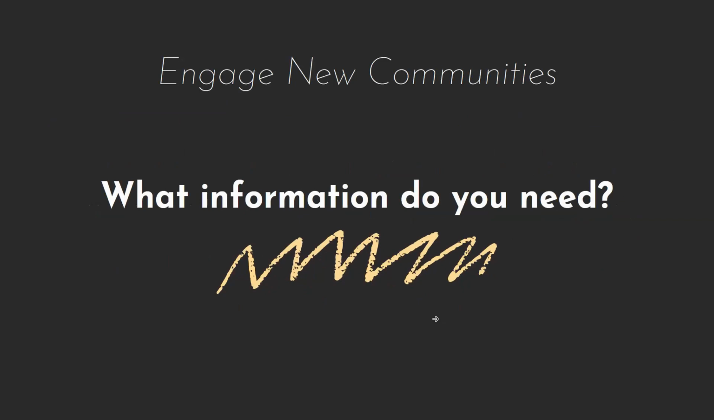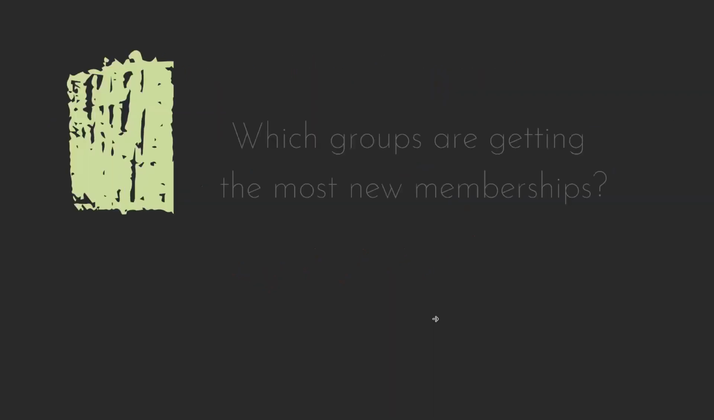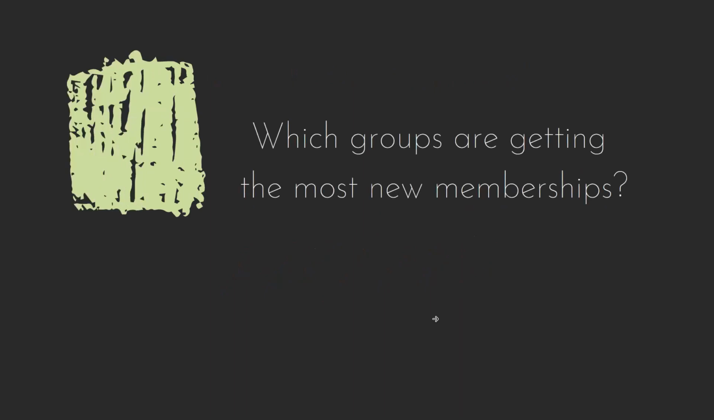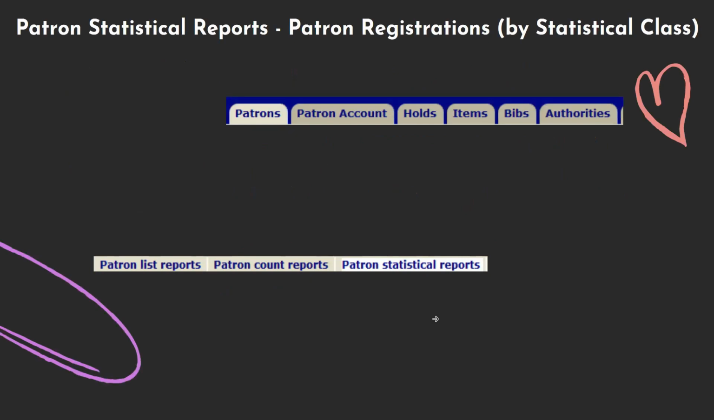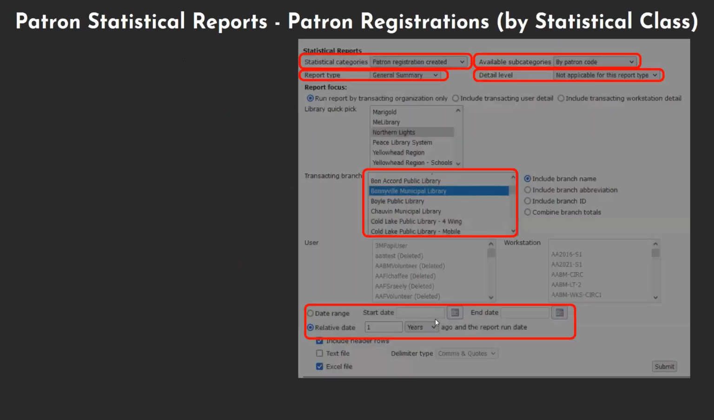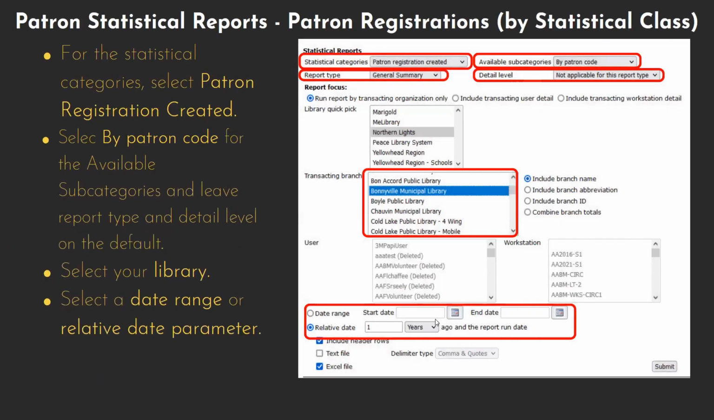Okay, so what else might we need to measure to figure out how to engage, or if we are engaging new communities? Which groups are getting the most new memberships? Maybe we can get this a little more detailed. So which groups, most new memberships? This is leading us back to patron statistical reports. But we're going to change this one up a little bit.